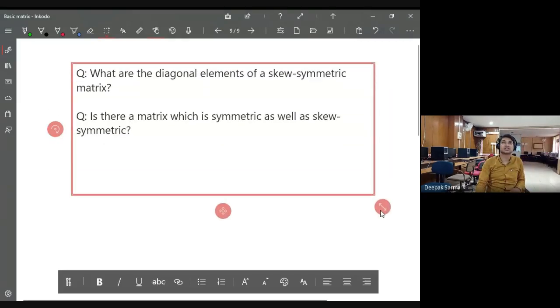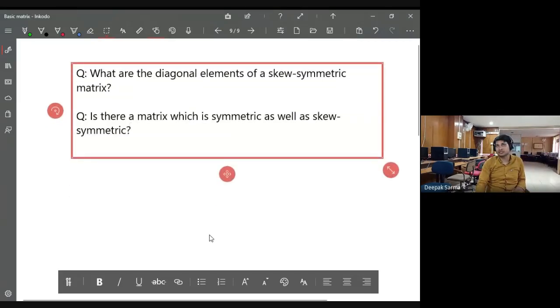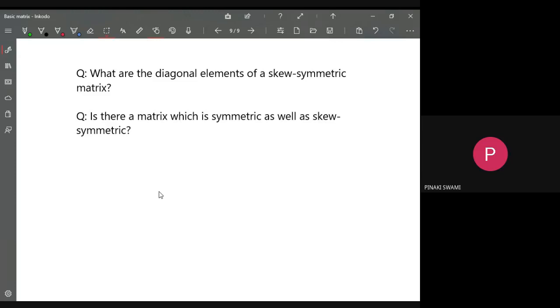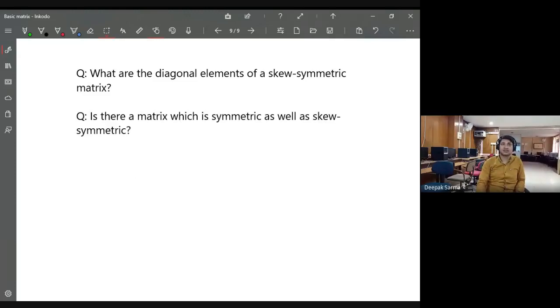So do you see the question? First question is, as I have just answered, what is the possible diagonal element of a skew symmetric matrix? It is always 0. 0, sir. It is always 0.